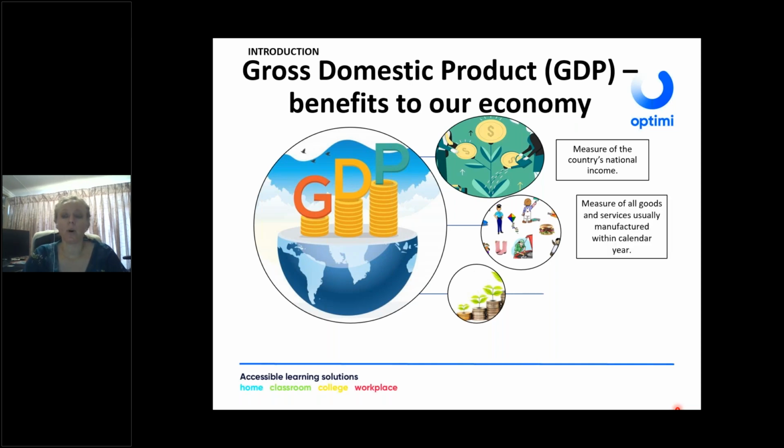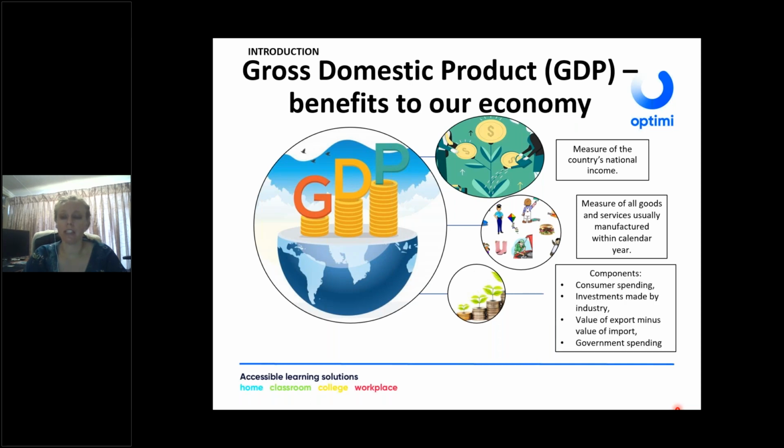The GDP also measures the goods and services usually manufactured within a calendar year.